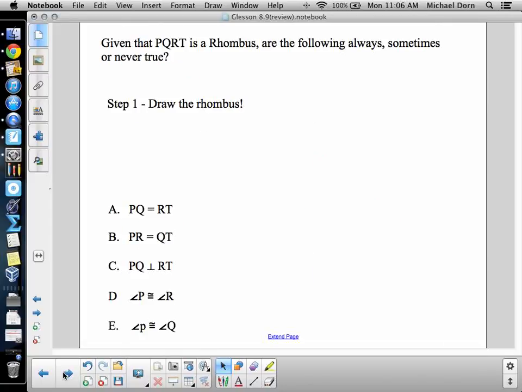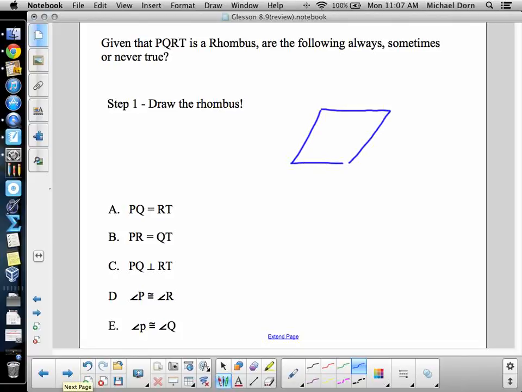If you're given verbal directions, your first step would be to draw the rhombus. Given PQRT as a rhombus, are the following always, sometimes, or never true? Don't try to answer the questions without a picture. Your rhombus does not have to be perfect. Mine most certainly is not. But PQRT, notice I go consecutive around. I could have started and gone QRTP. That would have been fine. It's not going to change my answers.